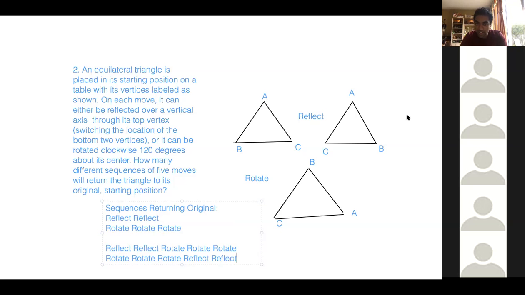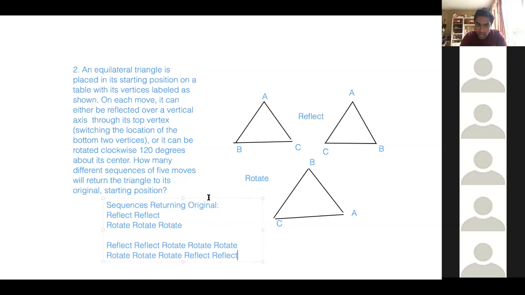Okay, there's one there. Let's come back to that one. Reflect, rotate, rotate, rotate, reflect. Good. Okay, so this is an interesting one.